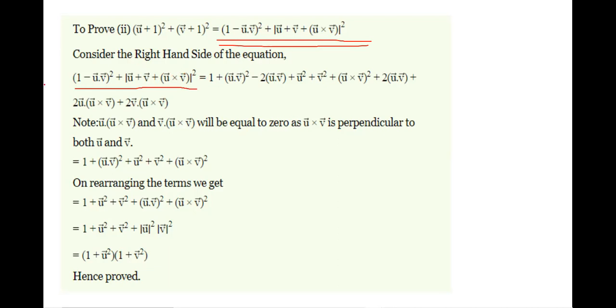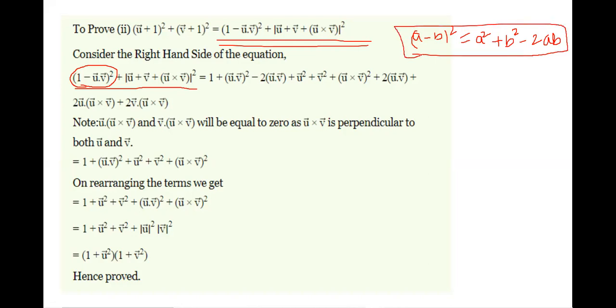So how will we simplify this? This is in the form of (a minus b) the whole square, right? So what is the formula for (a minus b) the whole square? It is a square plus b square minus 2ab. So we will substitute these values in this formula. Again, this is an important formula that we need to remember.